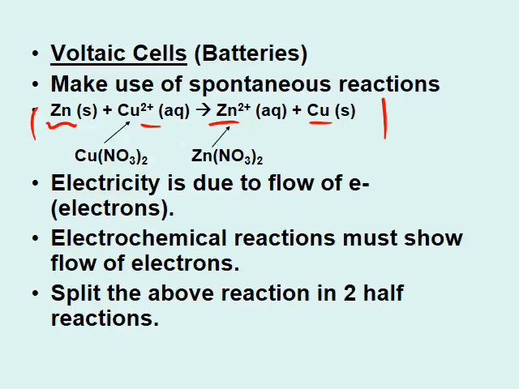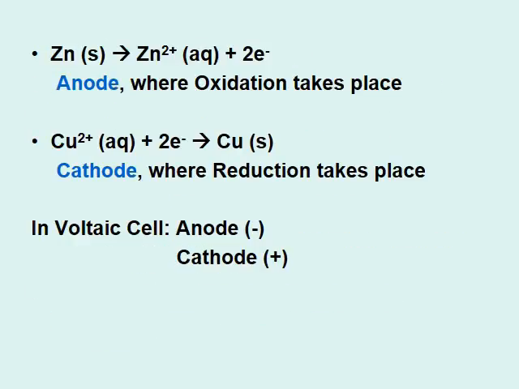Electricity is due to the flow of electrons, because when zinc loses 2 of its electrons, copper 2 plus receives those electrons, and that creates the flow of electricity. Electricity is nothing but the flow of electrons. In order to understand how many moles of electrons are being transferred, we need to split this reaction into two half reactions. So I'm now splitting that into two half reactions.